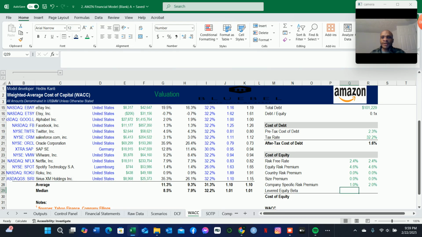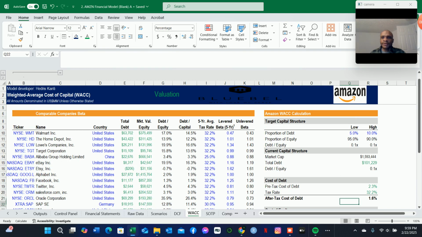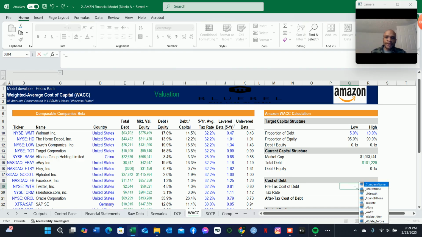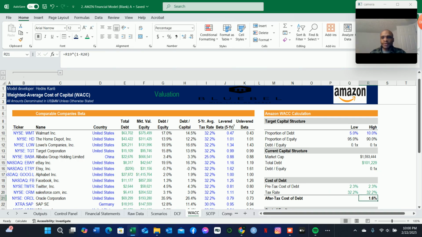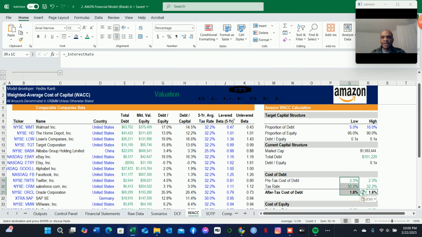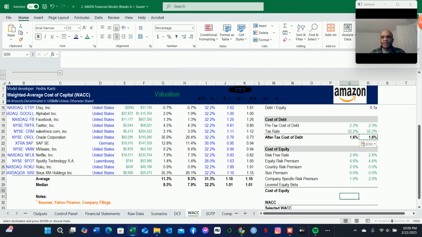So in that case, we will just reverse engineer the formula there. However, before we do that, we can account for the pre-tax cost of debt for the low. So in this case, underscore interest rate and also underscore tax rate. We can copy the after-tax cost of debt formula and paste it here, since we believe it's going to be the same for the low and the high. So we have that set up in place.